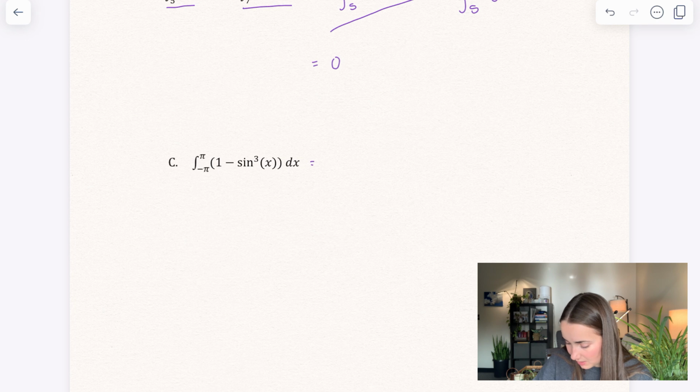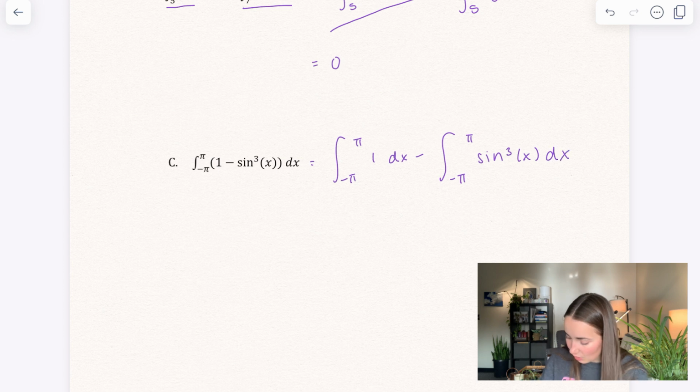So the first thing I'm going to do is split it up. So we have the integral from negative pi to pi of 1 dx minus the integral from negative pi to pi of sine cubed of x dx. So what I notice right here is that this is an odd function.